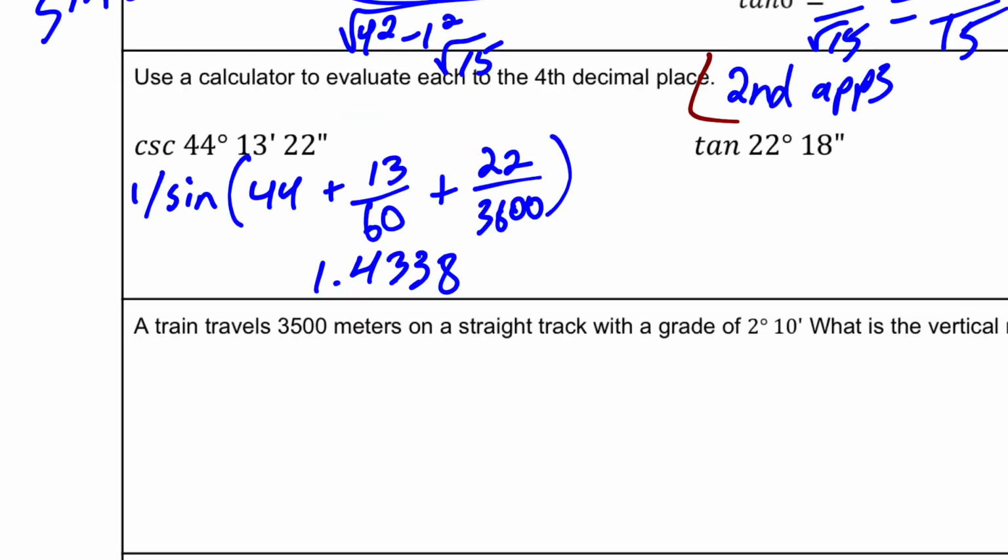For this section, you can go to the second apps button and find these symbols, and you can actually put them in if you want. If you don't want to bother with that, just know that degree is written as is. So for cosecant, we could put 1 over sine of 44 plus the second one, the single apostrophe, is out of 60. And the third one, the double apostrophe, is out of 3600. And if we add those together and take 1 over sine of the answer, we get 1.4338. You want to make sure you're in degree mode. So we want to be in degree mode for this one.